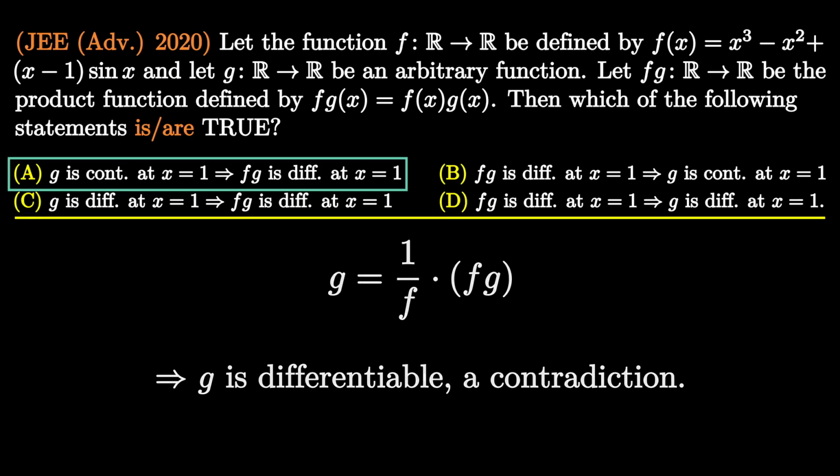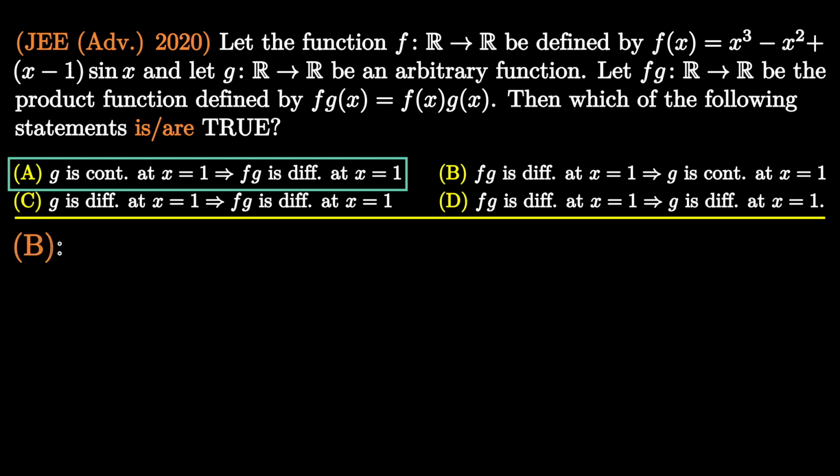Let's move to option B. In this option, we are given that f g is differentiable at x is equal to 1, and we are asked to figure out whether g is continuous at x is equal to 1. Notice that option B is the converse of option A. We have already proved that a continuous g can make f into g differentiable.